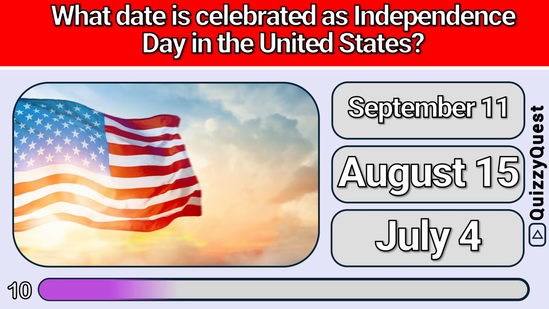Is it A, September 11th, B, August 15th, or C, July 4th? It is C, July 4th.